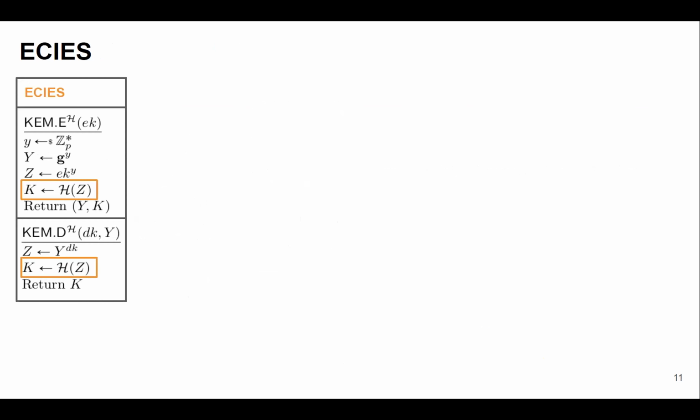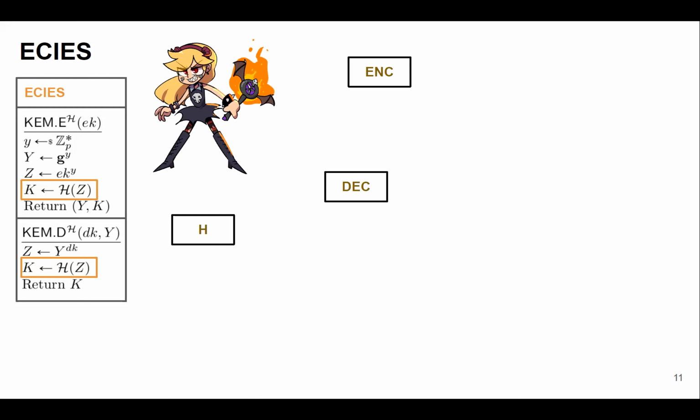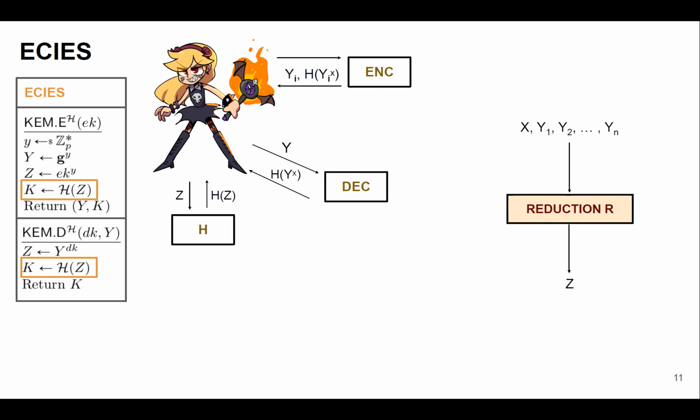Let's go back to the CCA security game for ECIES. Again, our adversary is given access to 3 oracles, ENC, DEC, and H. When the adversary makes the ith query to ENC, she gets back the ith challenge ciphertext key pair Yi-Ki, where Ki is computed as the hash of the challenge secret Zi, which is Yi to the X. When she queries DEC on a ciphertext Y, she gets back honest decapsulations, and on querying the hash oracle on an input Z, she gets back H of Z. Let us attempt to write out a reduction for this game. If we recall, our reduction gets as input X and a set of Yi's.